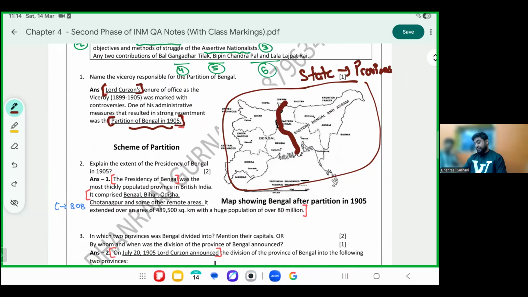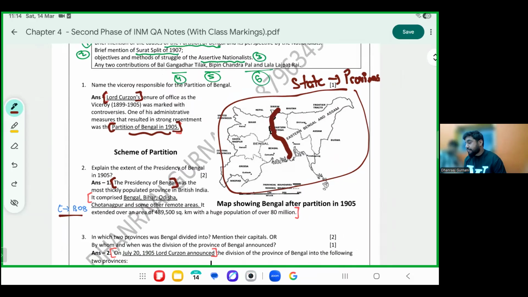Confirm. This is your province. This was called the Presidency of Bengal. What did Bengal have at that time? Bengal had Seabob. Here, Seabob.